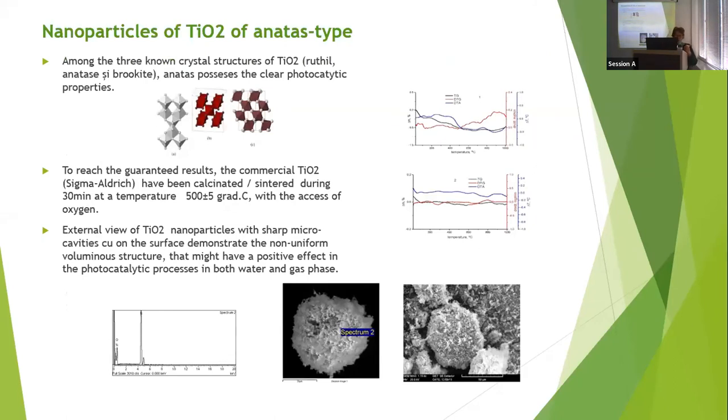For our experiments, we have selected the anatase structure of TiO2, which possesses the most pronounced photocatalytic properties among the other well-known crystal structures: rutile, anatase, and brookite. To reach guaranteed results, we have calcinated, or heated, the commercial TiO2 for 30 minutes at a temperature above 500 degrees centigrade with an excess of oxygen. And these pictures show how the initial particles of TiO2 look.